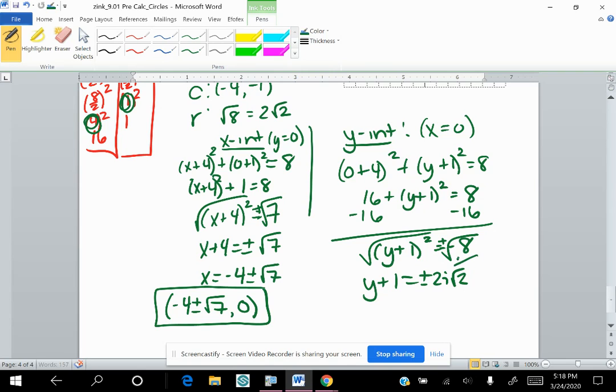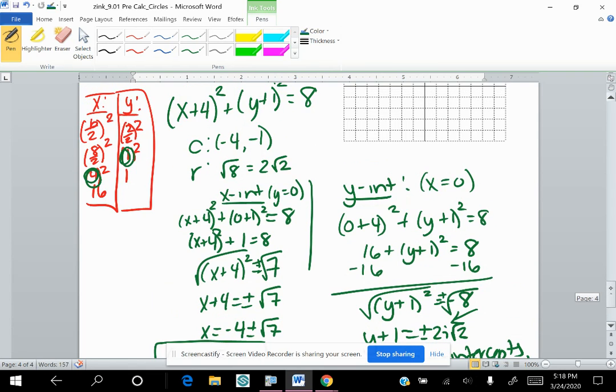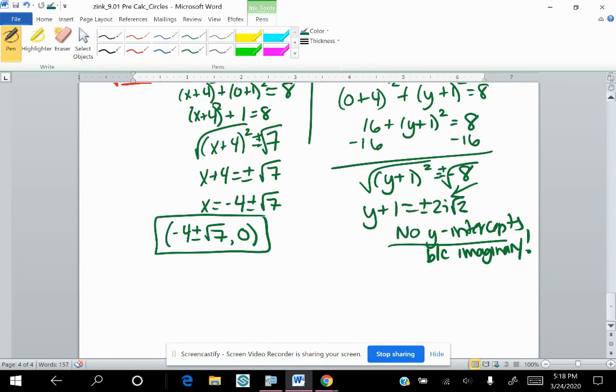And since this is imaginary, that tells us it's not going to touch the axis. So there are no y-intercepts because it's imaginary. So we can stop right there. We only have x-intercepts for this one. So as soon as you start to see that it's going to be imaginary, you can stop and say that there are no y-intercepts because it is imaginary.